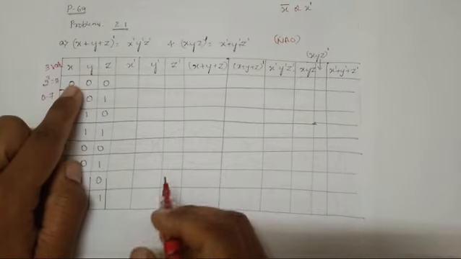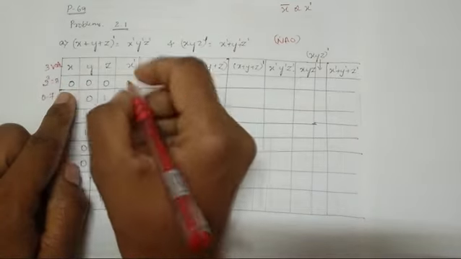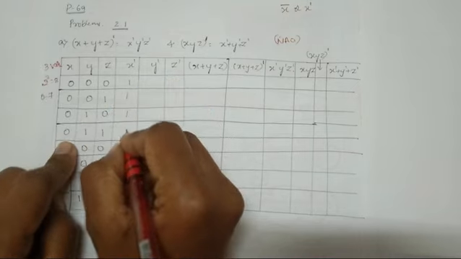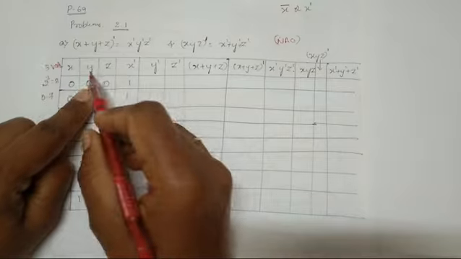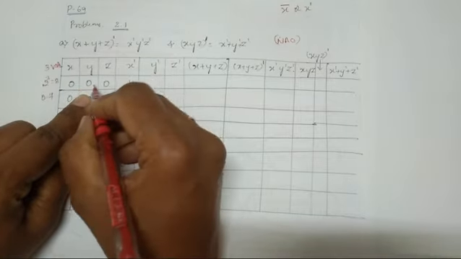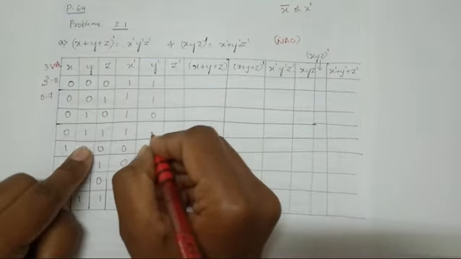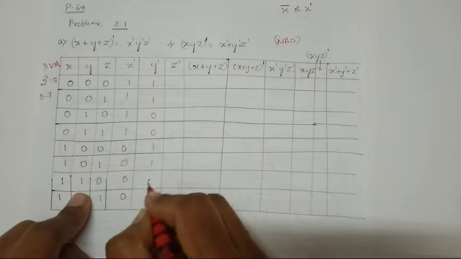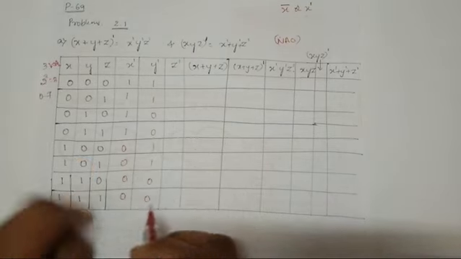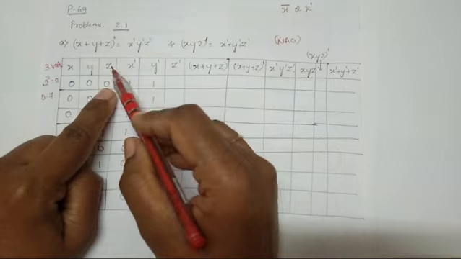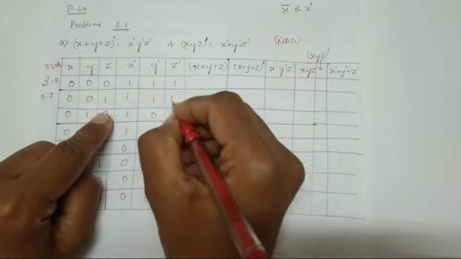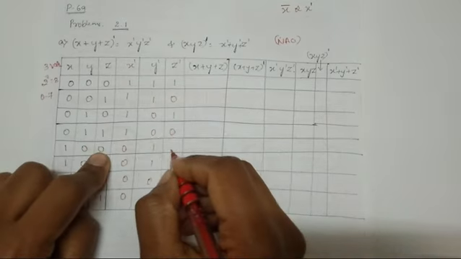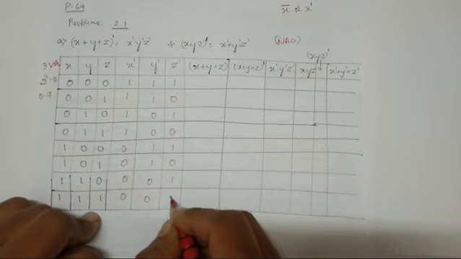What I need? X bar. So complement of x: 0 is there, 1 1 1 1, it is 0 0 0 0. Okay, next for y, y bar, take the complement. For 0 it is 1 1 0 0 1 1 0 0. Always put a finger. Next, z is there, z bar. So for 0 the complement is 1 0 1 0 1 0 1 0.